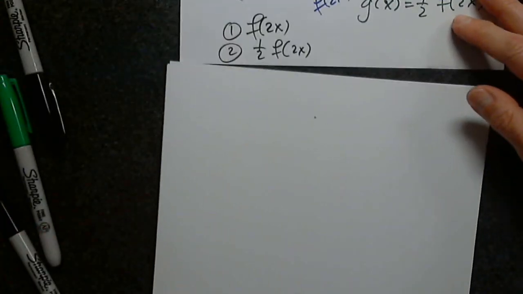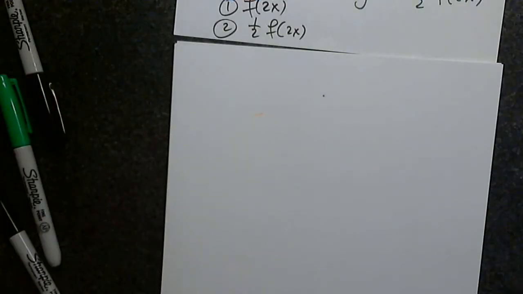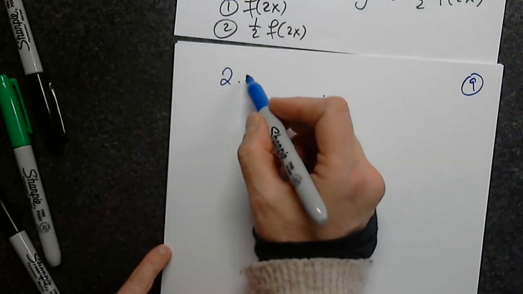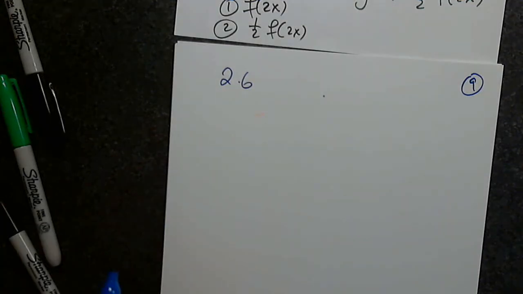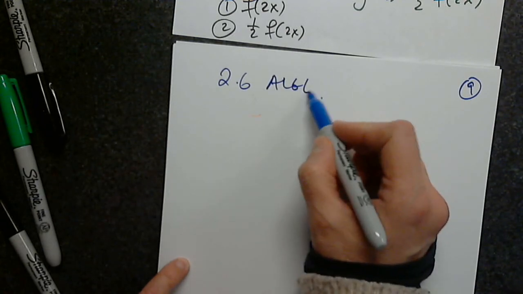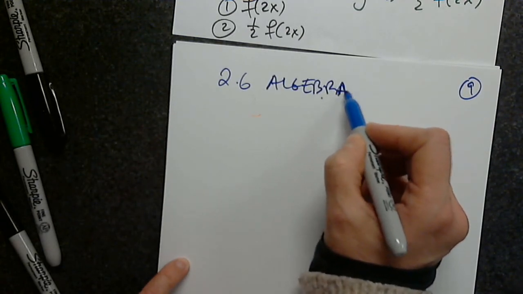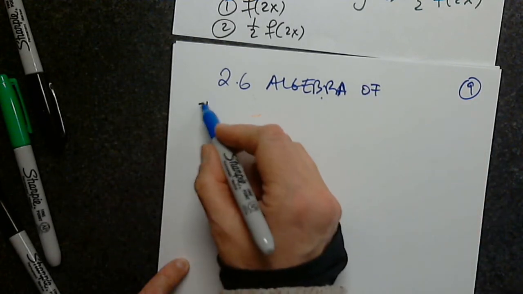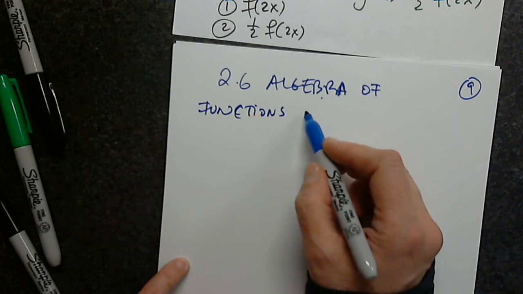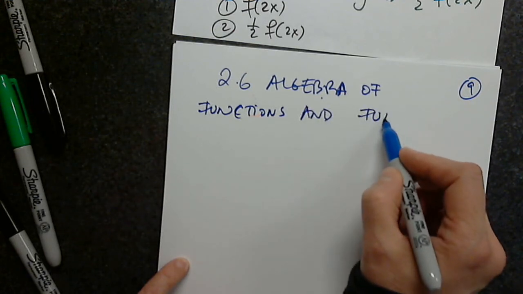Okay, the next topic is something that I'm sure you remember at least part of. It's 2.6. I like to call it algebra of functions. Not combinations of functions, but that's good too. TK, go ahead. Any questions? Algebra of functions and function composition.